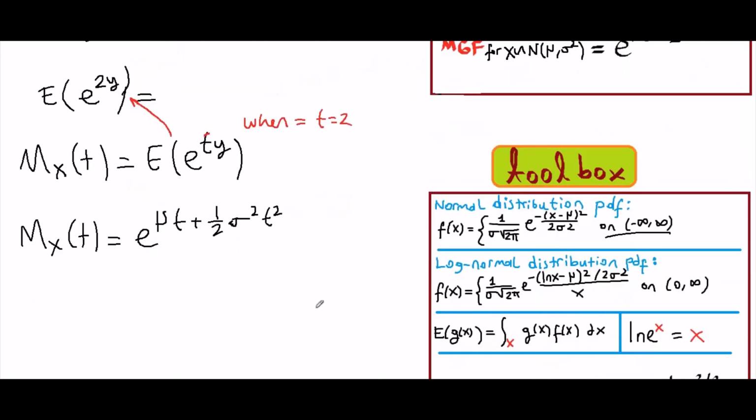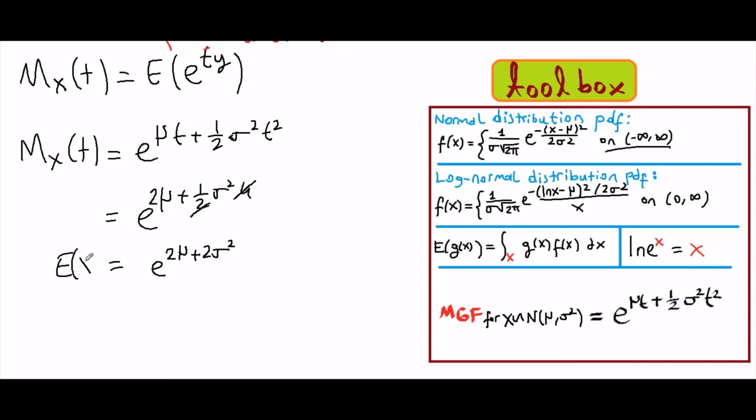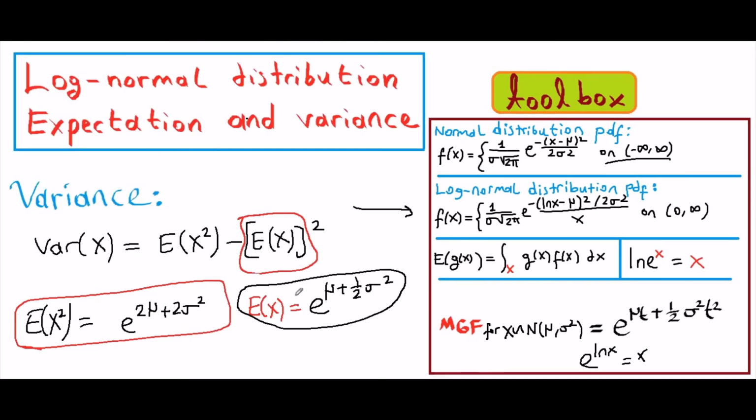So let's place t as 2. Mu, 2 mu plus 1/2 sigma squared times 4, so that's going to be 2 sigma squared. So we have e to the 2 mu plus 2 sigma squared. Now this is expectation of x squared. Now we're going to plug this in our variance formula. We found expectation of x in the previous section. We found expectation of x squared now, so we can place them in our variance definition.